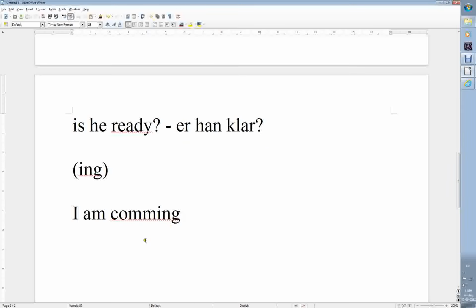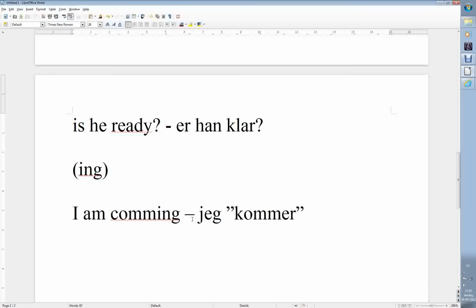I have to get out of the screen door. Not so good. In Danish, we only use one verb. So I am coming would be jeg kommer. Like I said before, this part is conjugated in the same way for all the pronouns.